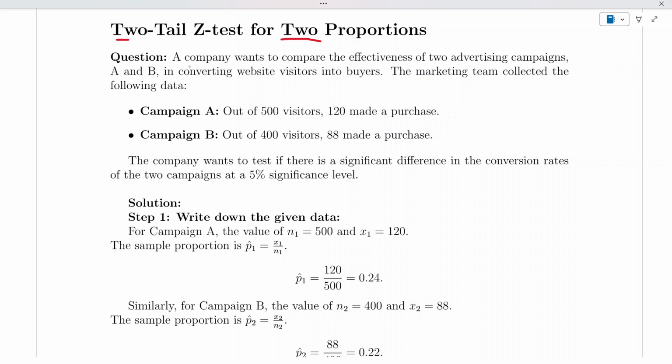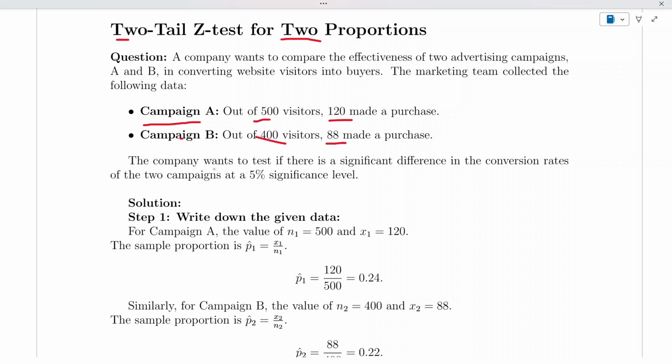A company wants to compare the effectiveness of two advertising campaigns, A and B, in converting website visitors into buyers. The marketing team collected the following data. For campaign A, out of 500 visitors, 120 made a purchase. For campaign B, out of 400 visitors, 88 made a purchase.